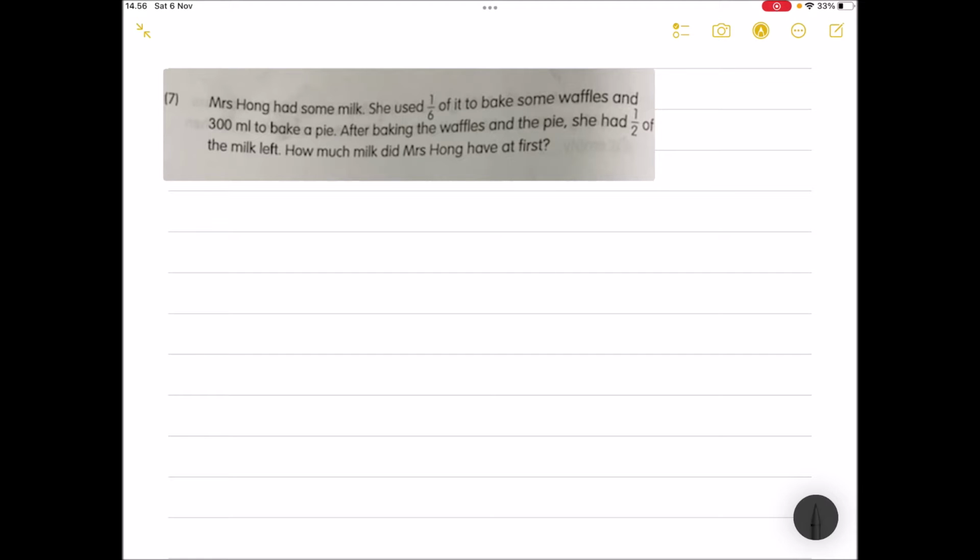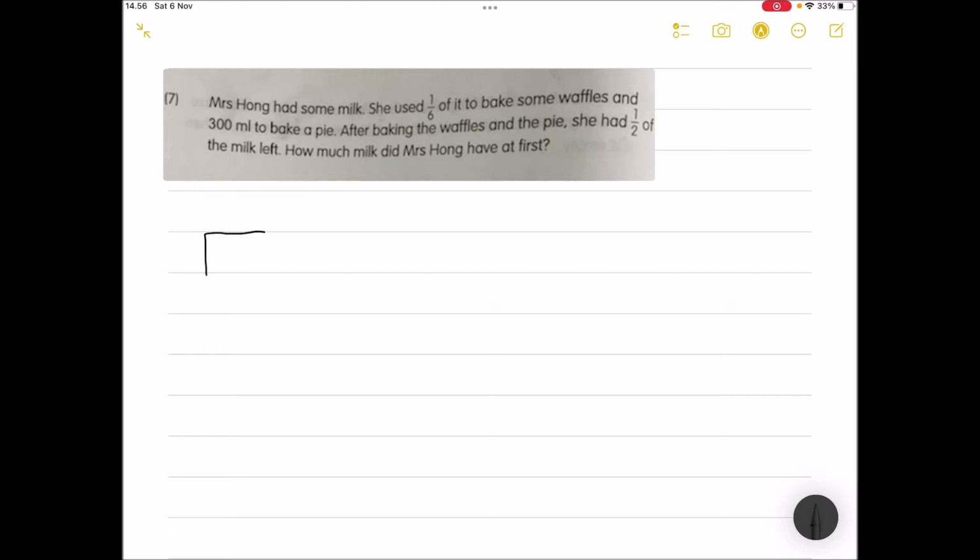Okay, so let's start. Number 7. Mrs. Hong had some milk. She used a sixth of it to bake some waffles and 300 milliliters to bake a pie. After baking the waffles and the pie, she had half of the milk left. How much milk did Mrs. Hong have at first?